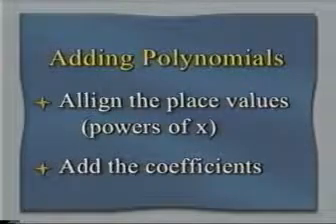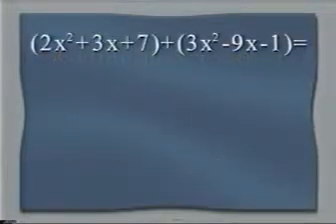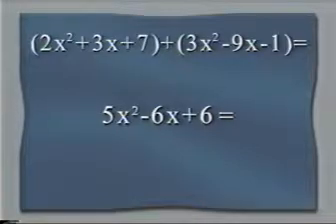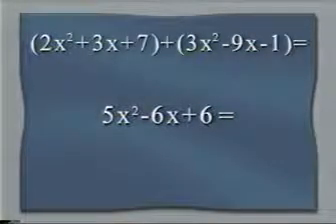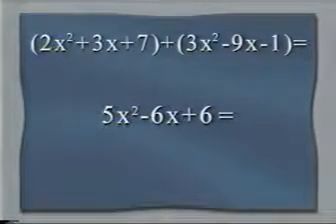Not very difficult. And therefore, we could see that 2x squared plus 3x plus 7 added to 3x squared minus 9x minus 1 would be easy to do. All we've got to do is add up the x squareds, add up the x's, add up the numbers, the constants. And we'll get 5x squared minus 6x, because a positive 3x and a minus 9x is minus 6x, plus 6. And we can check this using our knowledge that if x is 10, it should work.